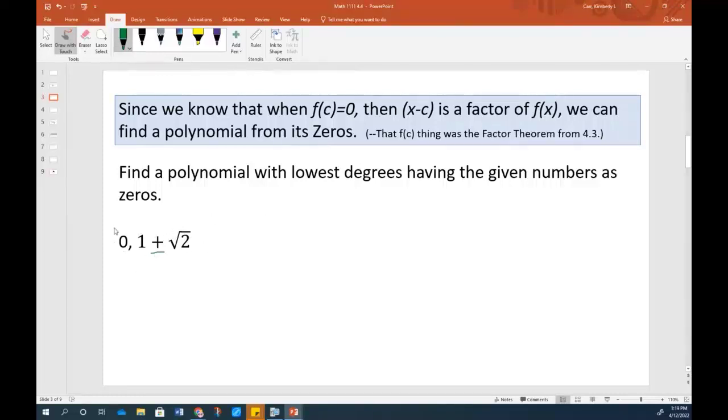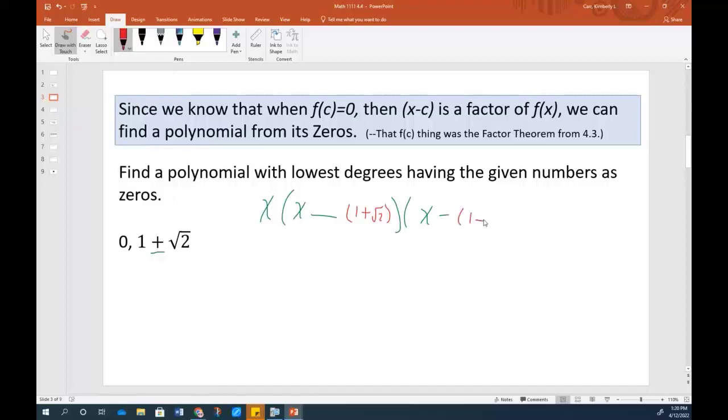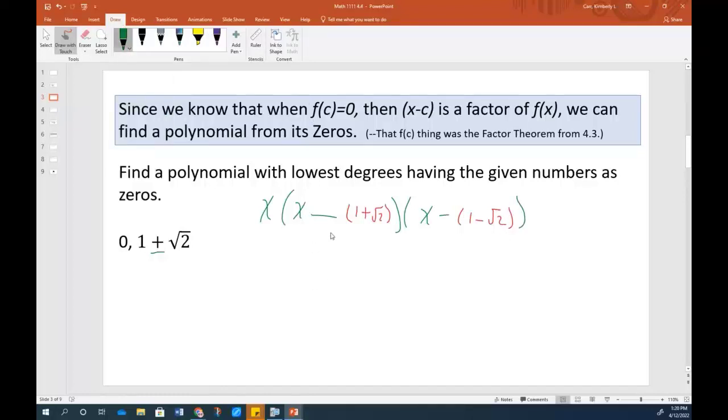So to multiply this one, my very first one is x minus 0. But x minus 0 is just x. And then I have x minus 1 plus the square root of 2. Then I also have x minus my other root, which was 1 minus the square root of 2. If you have the one, you have them both. Those irrationals come in pairs.